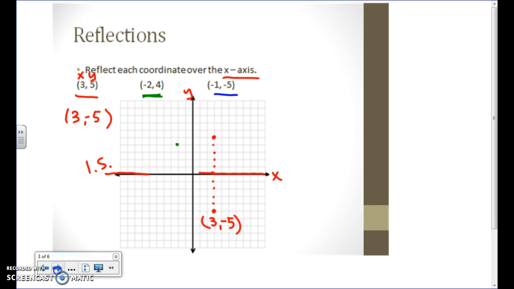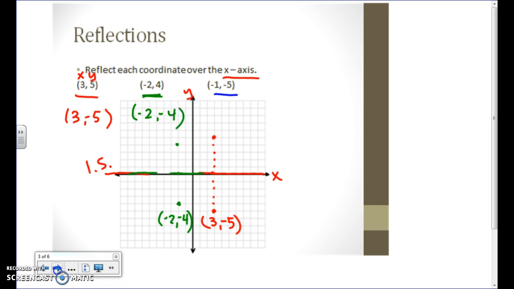And I need to know where its reflective point would be over the x-axis. So over this. So let's find 1, 2, 3, 4 away. So I'm going to go 1, 2, 3, 4 more. That would be its reflected point if it were reflected over the x-axis. Okay, and its coordinates would be negative 2, negative 4. Okay, so it's supposed to be negative 2, negative 4.